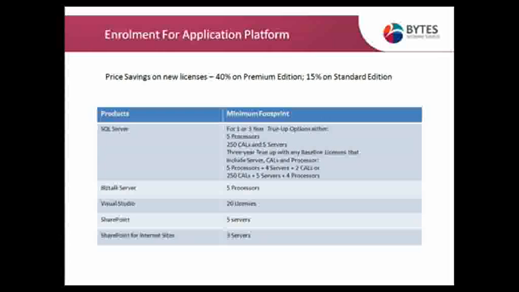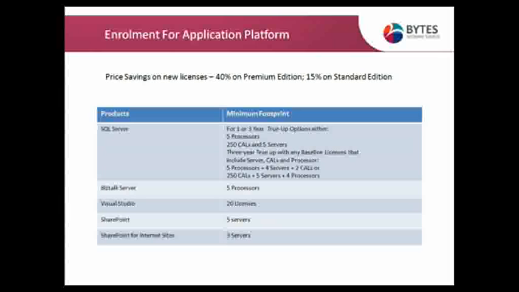So let's take a look at some of these products that are included in EAP. First and foremost, SQL, which tends to be the most popular and the easiest way to qualify for the footprint of an EAP enrollment. For both the 1-year and 3-year true-up options, you can qualify with 5 per processors for SQL Server, whether that's Standard, Enterprise, or Datacenter edition. Alternatively, if you operate on the Server CAL model of SQL volume licensing, then you'll need a minimum footprint of 250 CALs and 5 server licenses at whatever edition it is that you require.